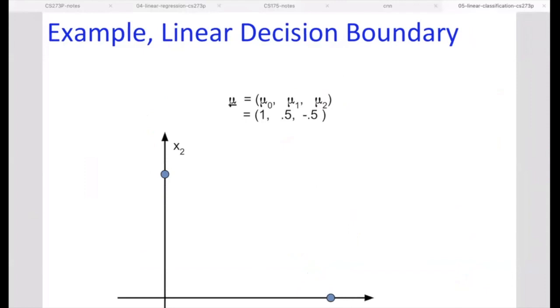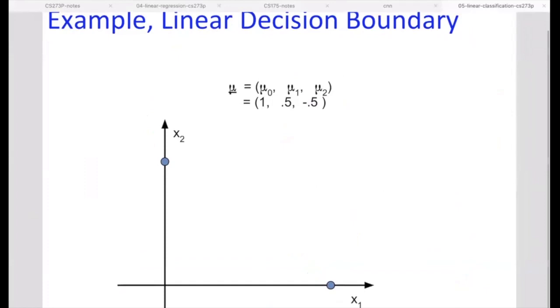So for instance, let's look at this example. This example is using two features, x1 and x2. So x1 is plotted here, x2 is plotted here. And now the decision boundary will be theta 0 plus x1 times theta 1.